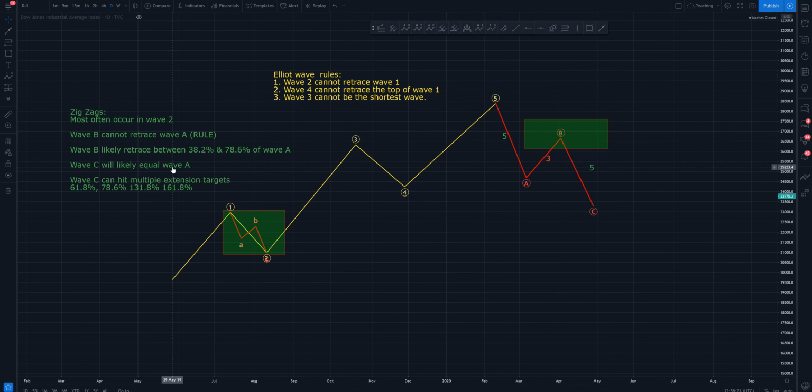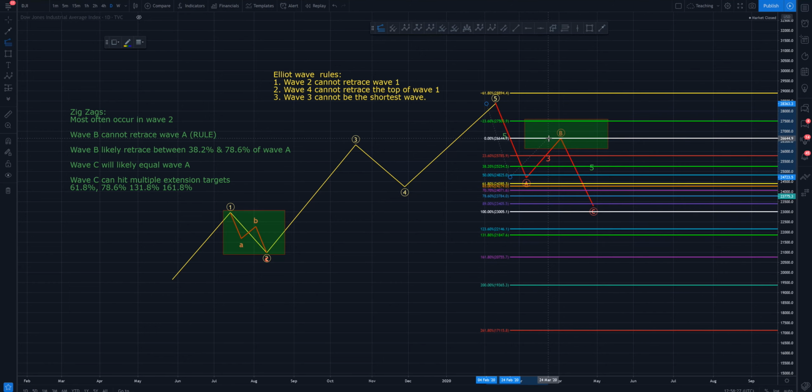Wave C will likely equal wave A. Let's get our fib extension tool now. Come down to our A. 0 bound on our B, and let's stretch our C down to the 100 here. This is where we are most likely going to find our C. In other words, C is the same length as A when projected from the B. That is your most likely target.